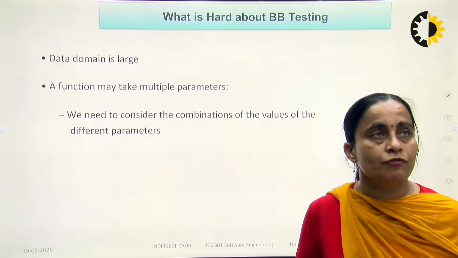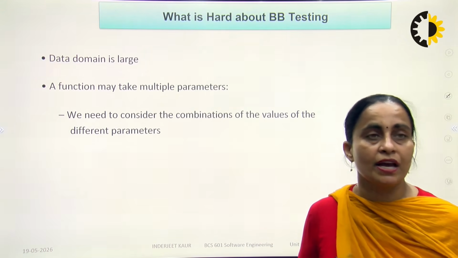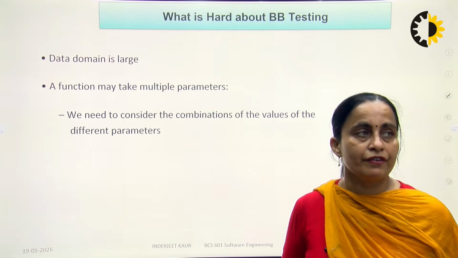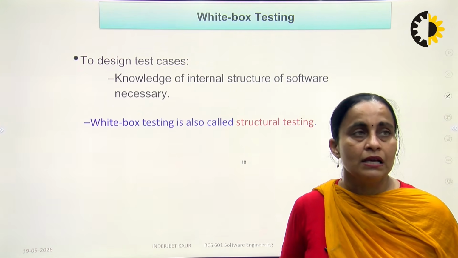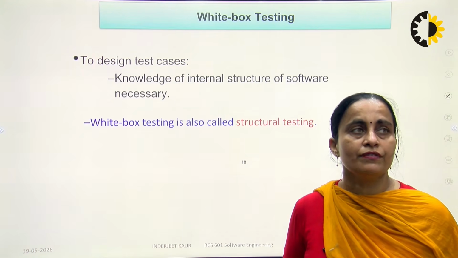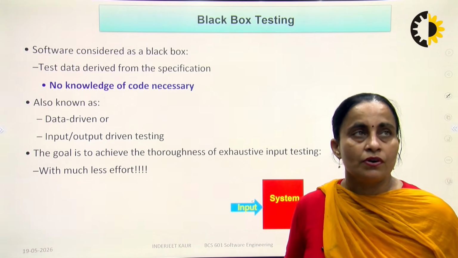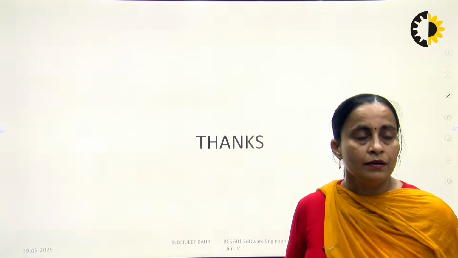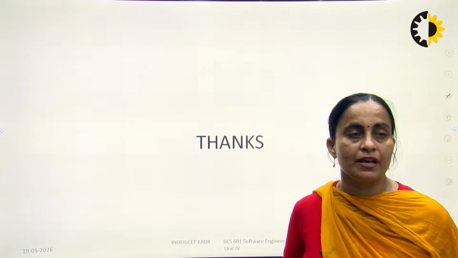The difficulty with black box testing is that my data domain is large and the function can include multiple parameters. So I should consider the combination of different values of the different parameters. Then white box testing means I should have knowledge of the internal structure of the software. It is also called structural testing. So in black box, no knowledge of the code is required. So this is just a brief of black box and white box. The details will be covered in the next lecture.